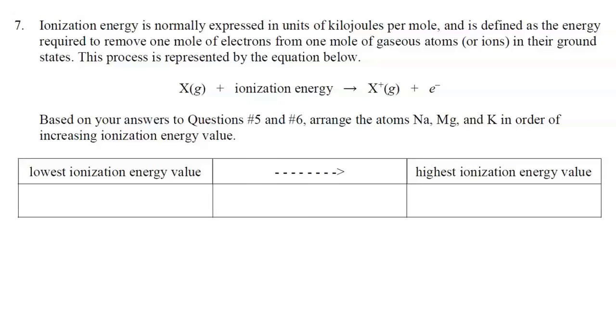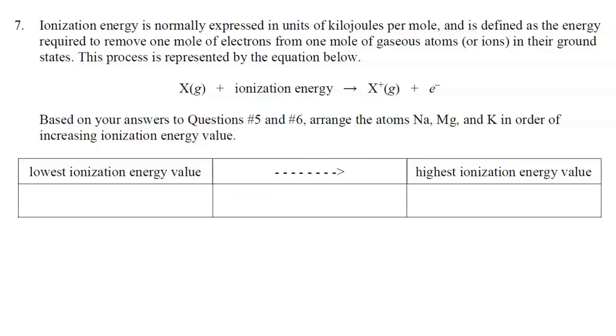So based on your answers to questions 5 and 6, arrange the atoms sodium, magnesium, and potassium in order of increasing ionization energy value. So what that means is that on the left, the lowest ionization energy value that we put in this table would be the atom that requires the least amount of energy to remove the outer shell electron. And on the right of this table, the element that has the highest ionization energy would be the one that requires the most energy to remove the outer shell electron.